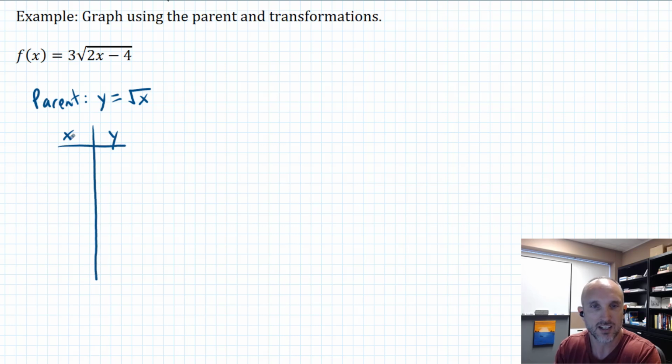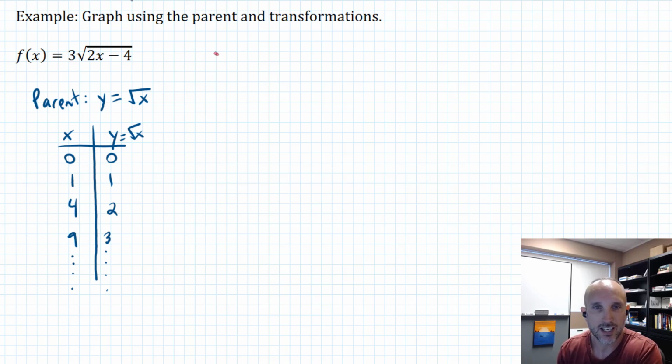We have to pick x values 0 or bigger, so we'll start with 0. And then we're going to pick things that we can easily take the square root of, such as 1, 4, 9. We can keep going if we like. The y values here are the square roots of those x values, so 0, 1, 2, and 3. Now we're not going to graph anything yet. We have to do our transformations.